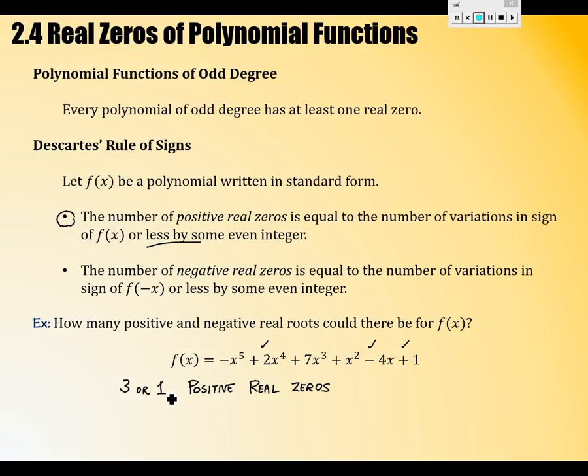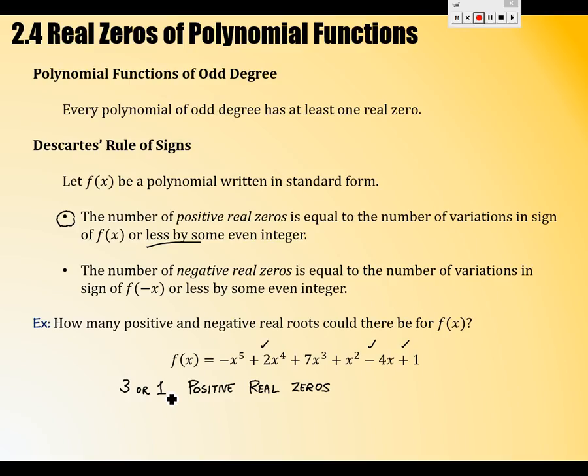I want you to think hard about why we could be off by 2, or possibly off by 4 if there were, we might say 5 or 3 or 1 or something. Think about why that would happen. This is an interesting question. So 3 or 1 positive real zeros on the right side of the function.